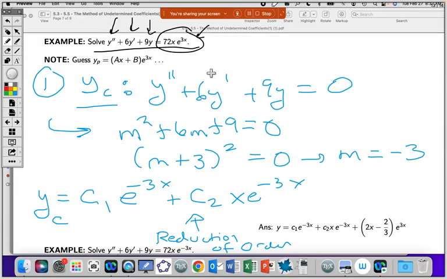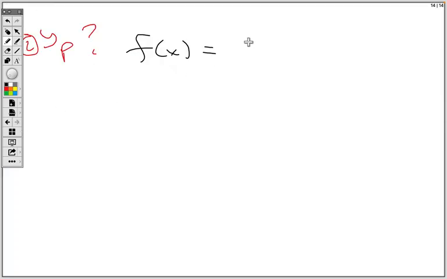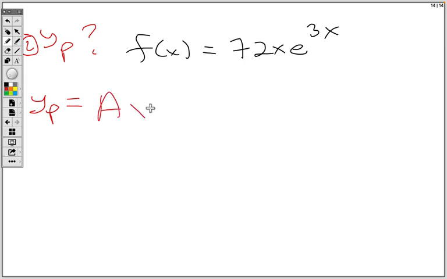Next step, we want to guess the yp. So I look at what the f of x is. So the f of x is 72x e to the 3x. So think about the yp. Once again, we have to imagine what kinds of pieces, parts are going to get produced. So once again, the yp itself is going to be part of the differential equation. So we're going to have to represent that as some a x e to the 3x. But as we take derivatives of ax e to the 3x, what else are we going to get?